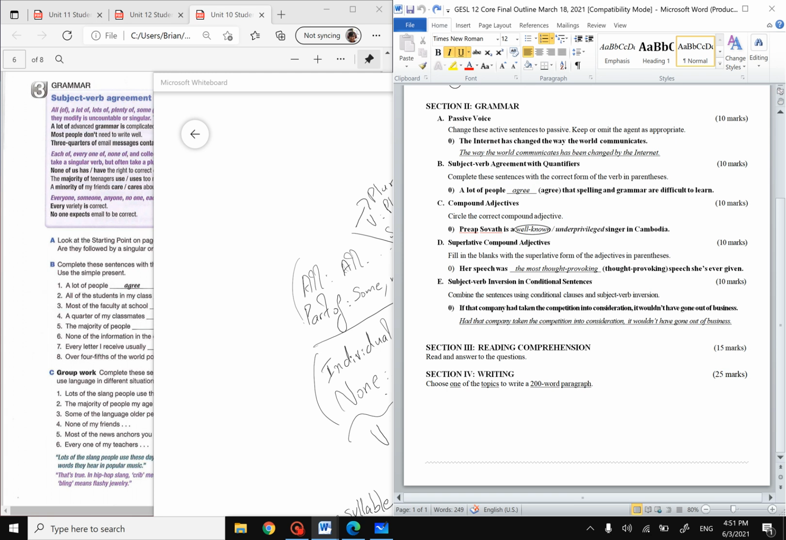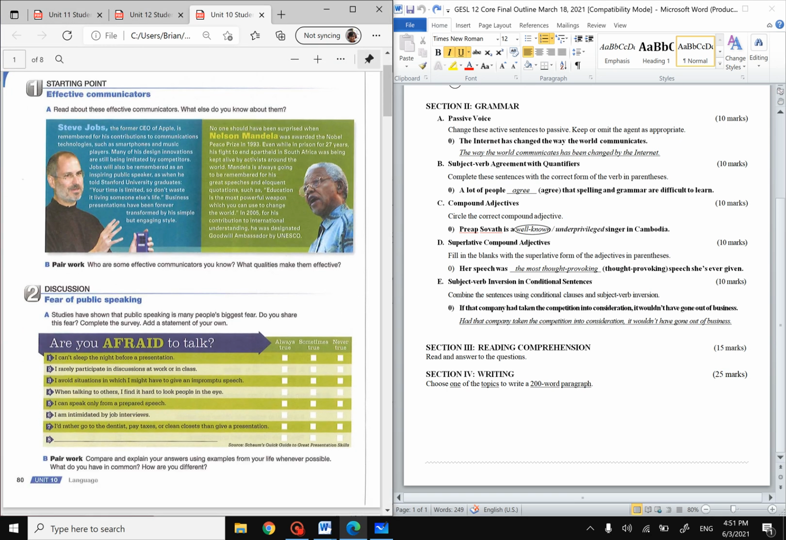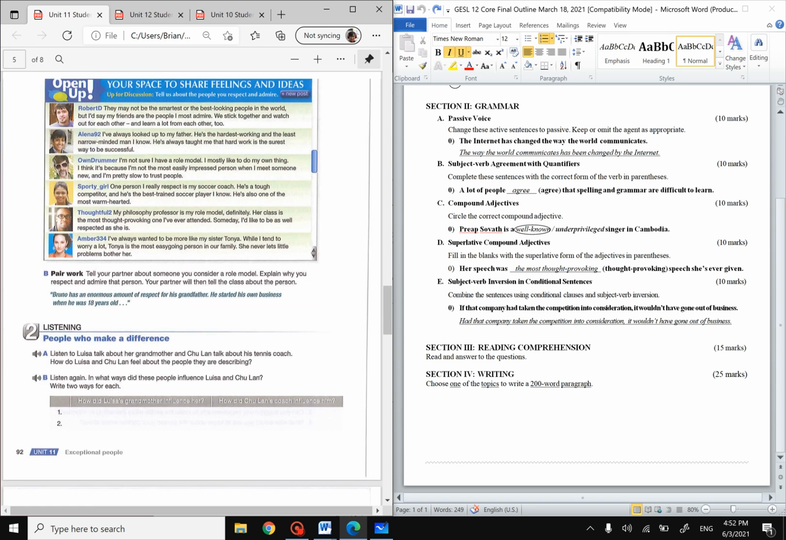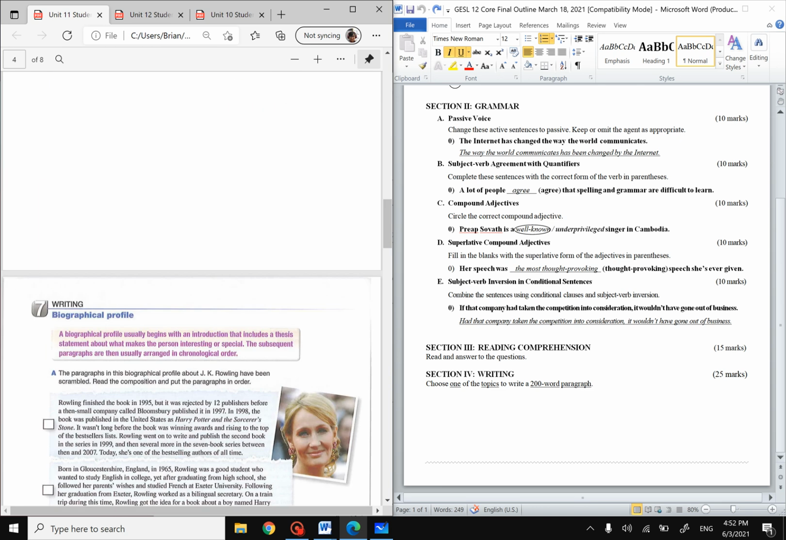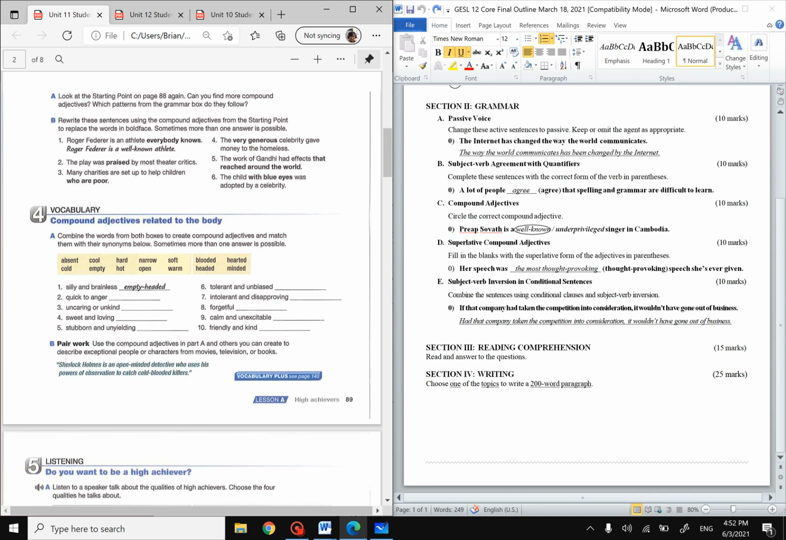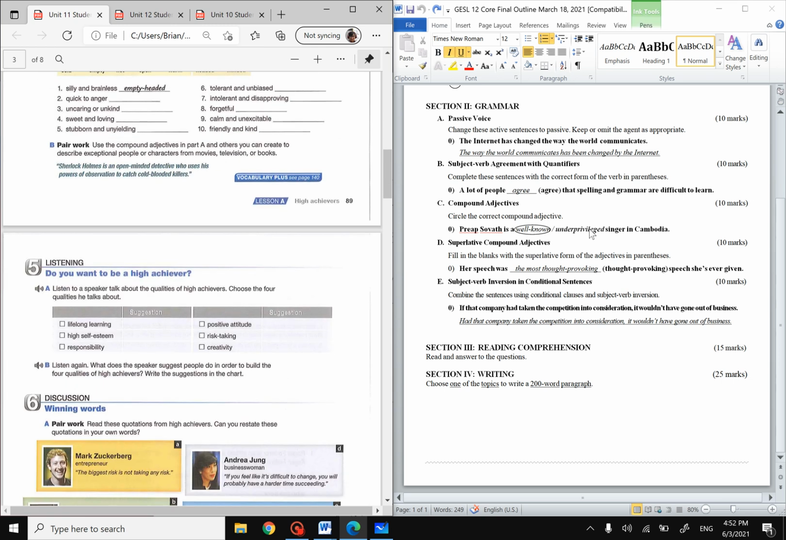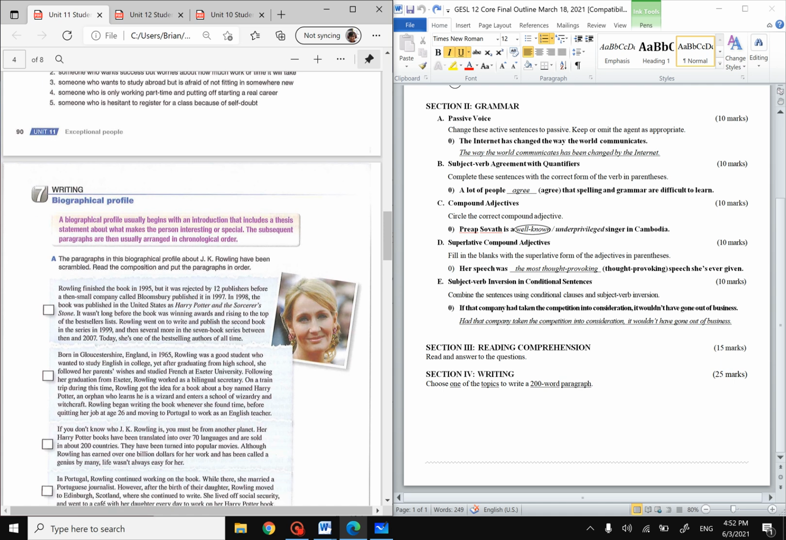Another one is compound adjective. Like I've told you before, compound adjective is basically a vocabulary exercise. You have to remember the meanings of all of the compound adjectives that have been taught. The exercise in the final exam is like a vocabulary exercise, so you have to pick the compound adjective that has a meaning that fits with the sentence.